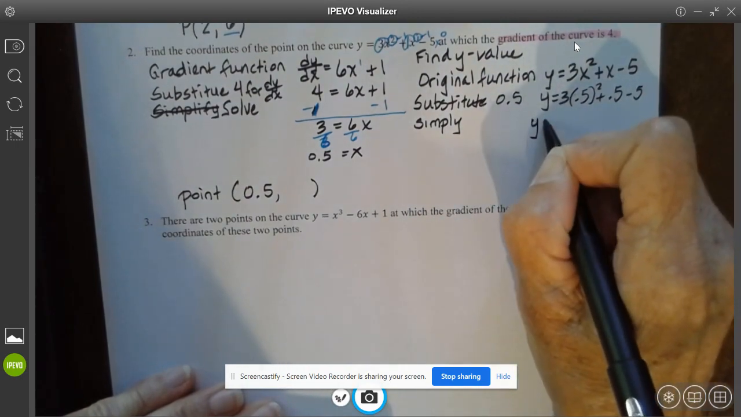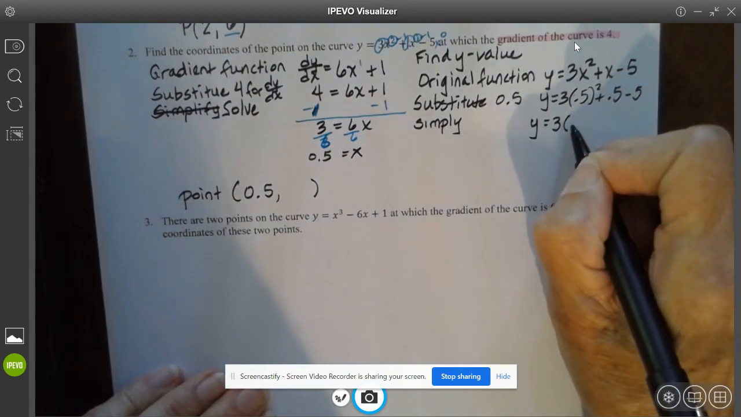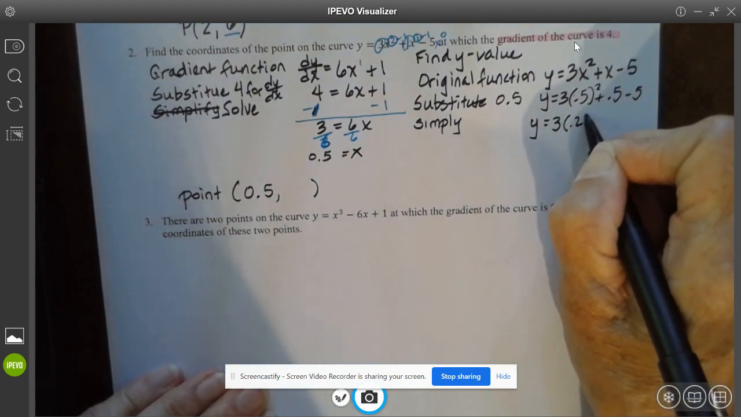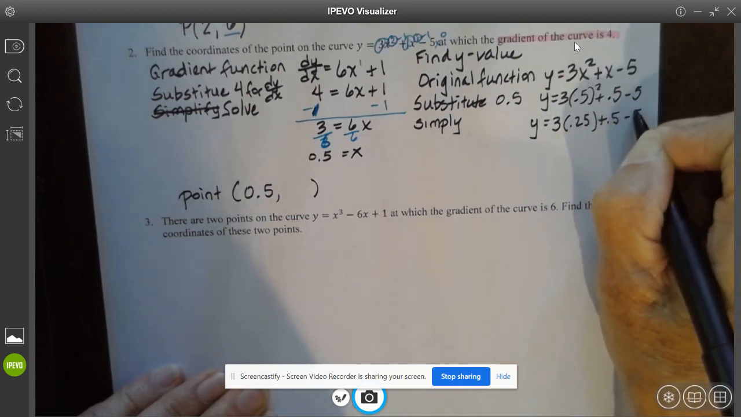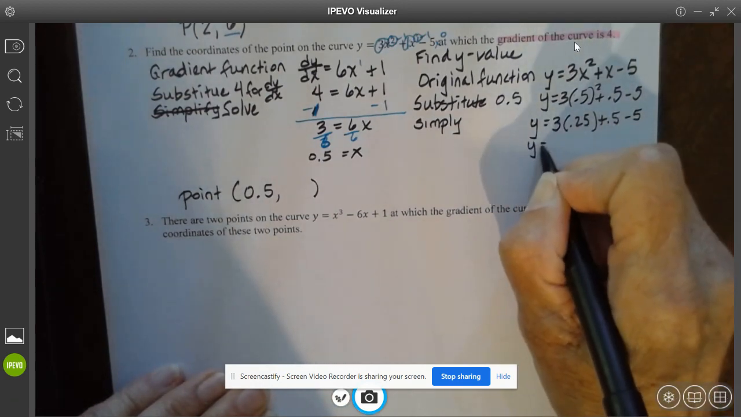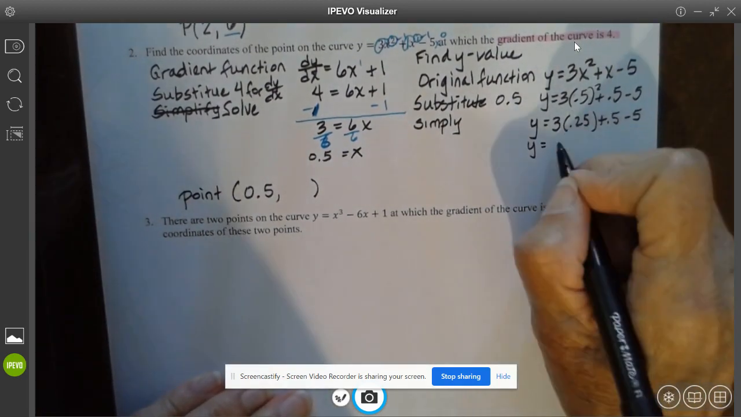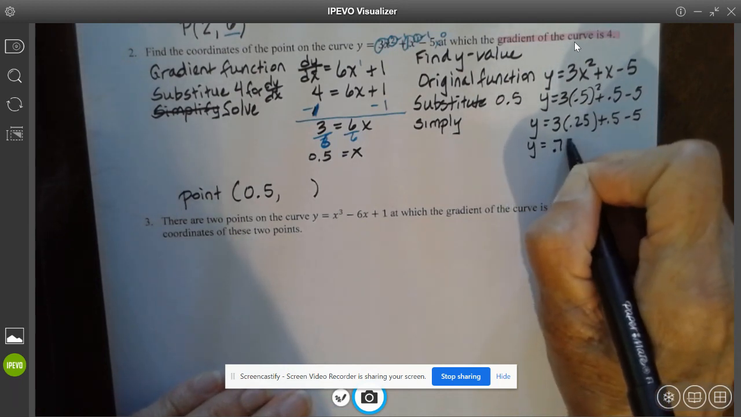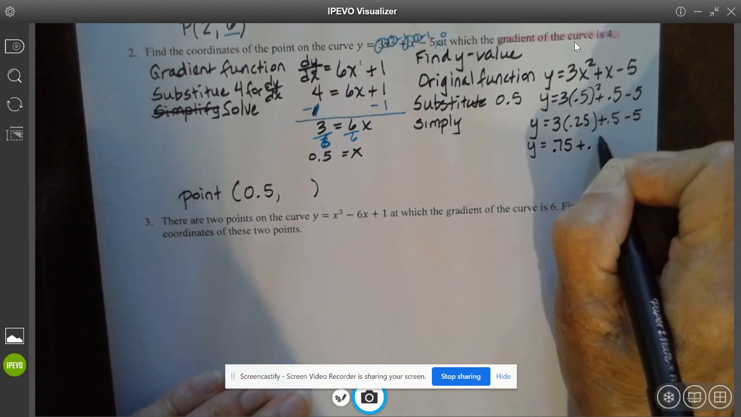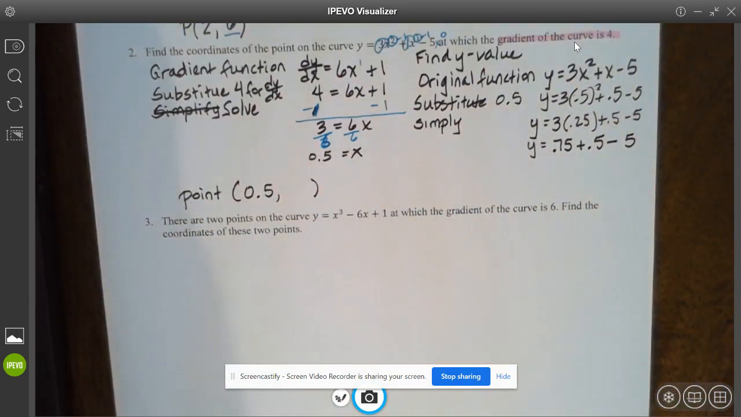So y equals 0.5 squared is 0.25. We have to square it first. Plus 0.5 minus 5. So 3 times 0.25 is like I have 3/4 in my pocket. That's 0.75 plus 0.5 minus 5. You guys with me?